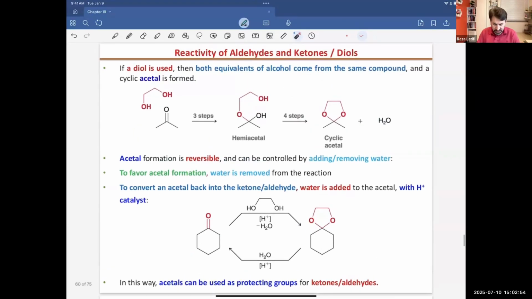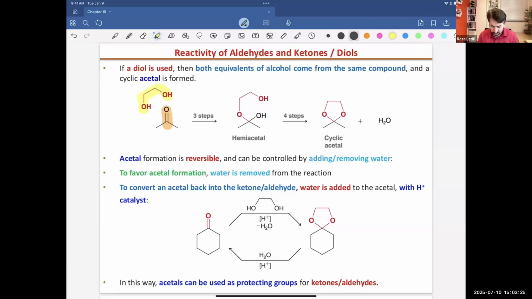Now, as you see from the left side, we started with a carbonyl group. I'm going to highlight the carbonyl group, and we're going to react it with 1 mole of diol. It has 2 oxygens that can both behave as nucleophilic centers. And then in the first step, we get a hemiacetal molecule, and the hemiacetal will go through a bunch of steps until we get the cyclic acetal molecule.